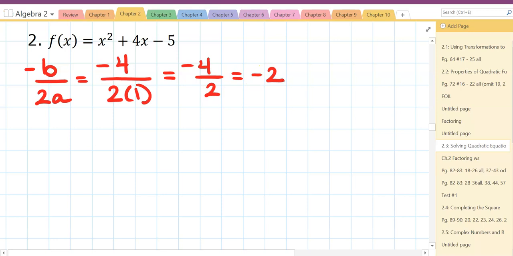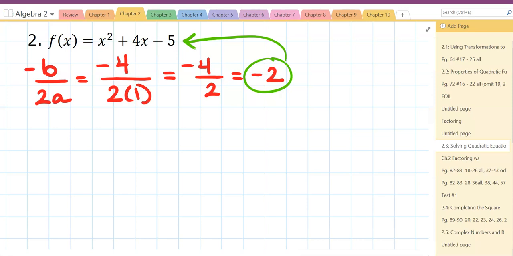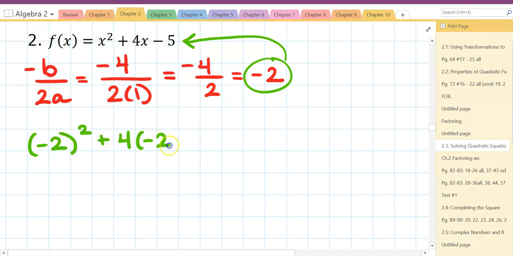Then if you take that number and plug it in there, or just type it into your calculator, or if you have one of those yellow ones and you're using the table function, it makes it really easy. You just take negative 2 squared plus 4 times negative 2 minus 5. We should have gotten negative 9. So the vertex is at negative 2, negative 9.